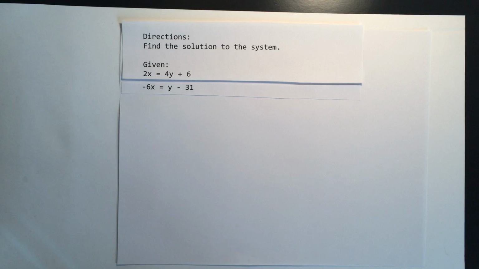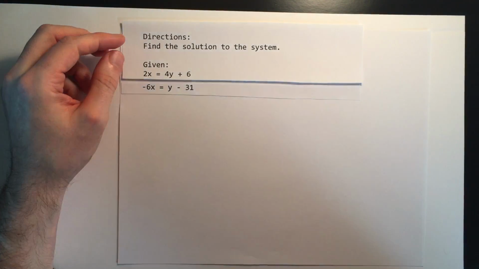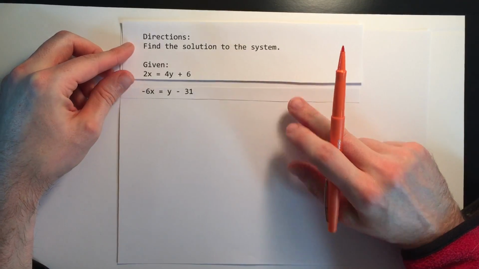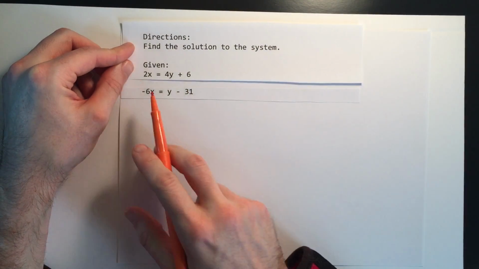Let's read the directions of this problem. The directions say, find the solution to the system, given 2x equals 4y plus 6 and negative 6x equals y minus 31. So let's remind ourselves what the directions are asking for. A system just means two or more equations, and so we have two equations.